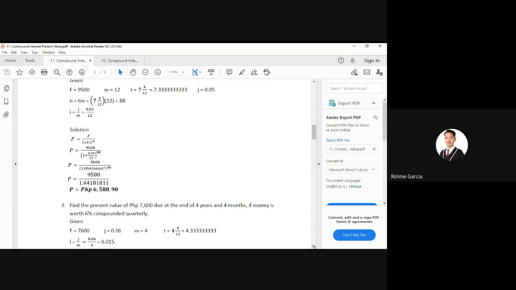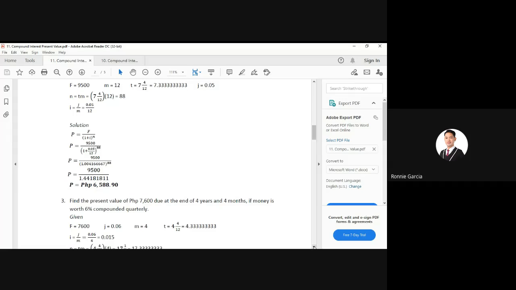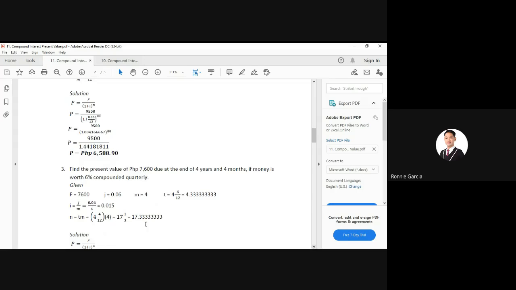Then the money is worth 6%. That's the nominal rate, 0.06, compounded quarterly. So the value of M is equal to 4. The value of I is 0.015, that's J divided by M. The value of N is still a non-terminating decimal, 17.3333. Did you get the values of I and N?